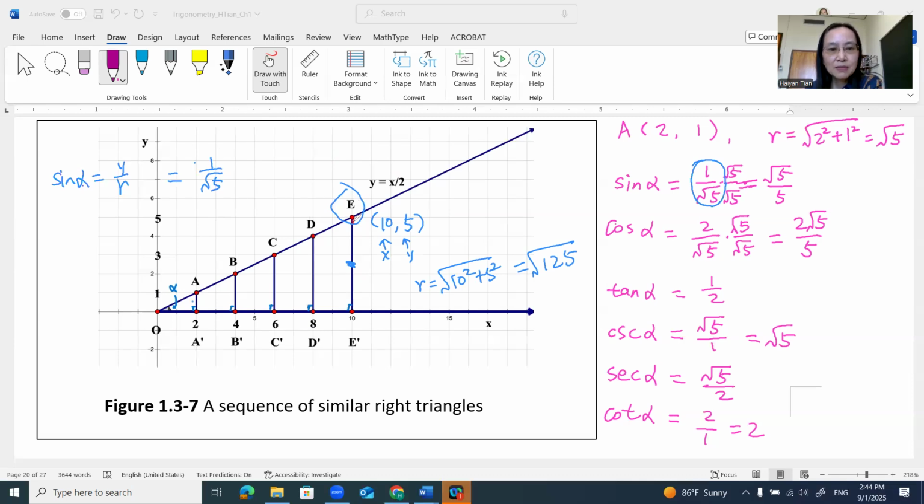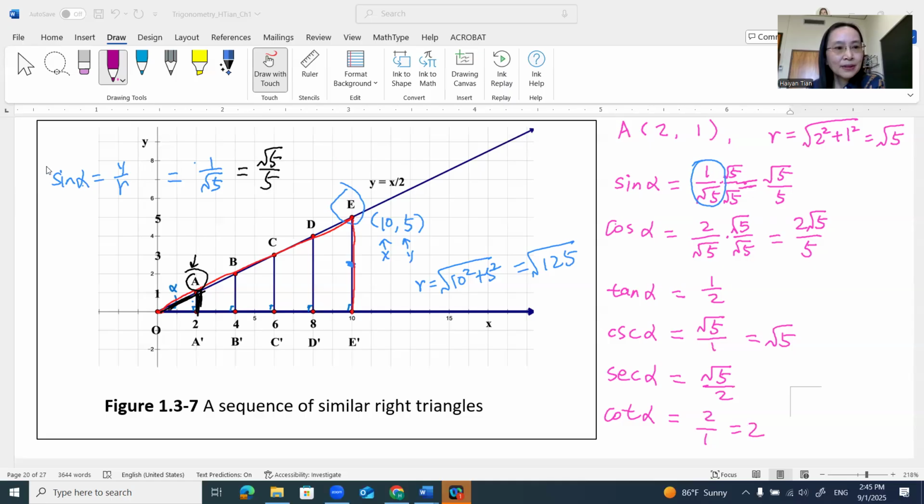So for the similar triangle, this y over r here, in red, will have the same ratio as the small y, if I use a black color, small y over the small r. So you see the small y over r, based on the point A, we already have that y over r equals 1 over square root 5. After rationalization, we have square root 5 over 5. So it's still the same.